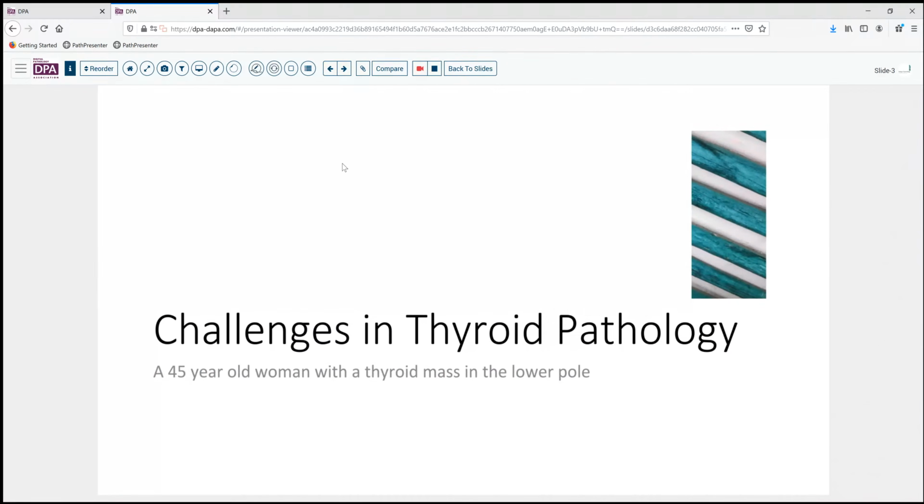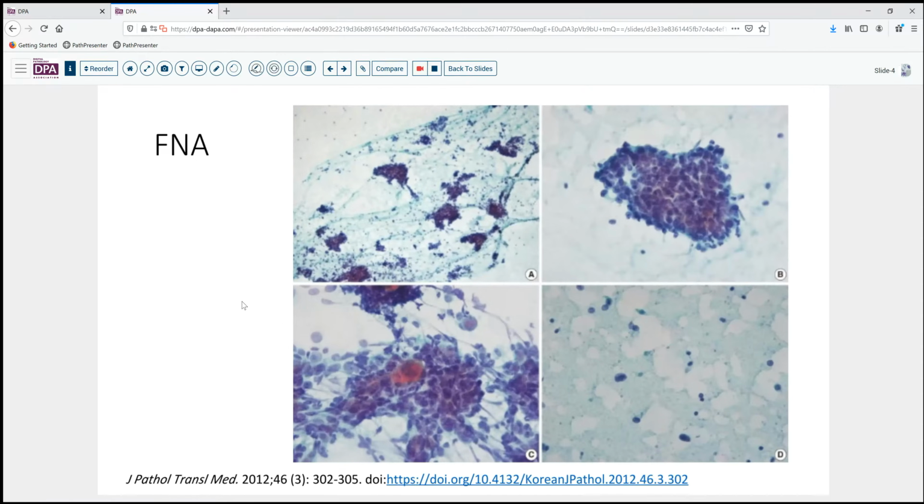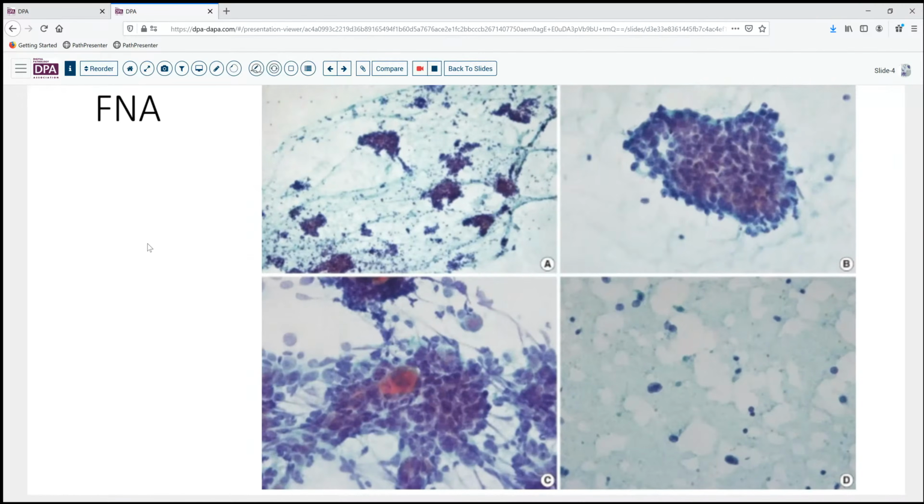And our case is that of a 45-year-old woman who has noted an expanding mass and is found on exam to have a lower pole mass in her thyroid. So this, as in most cases, leads to a needle aspiration biopsy. And here's a representative view of what would be found on that biopsy.